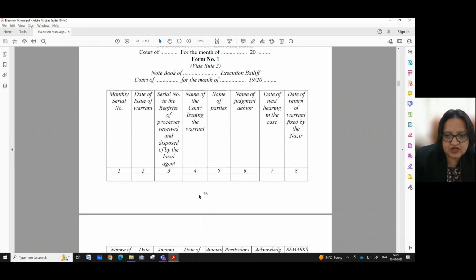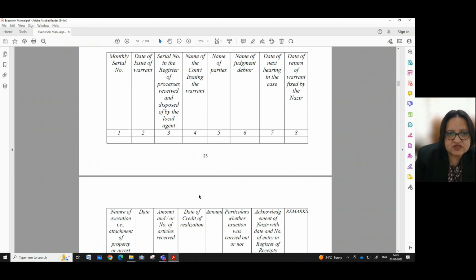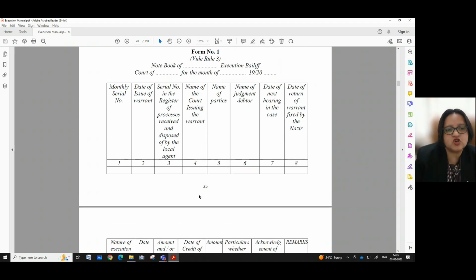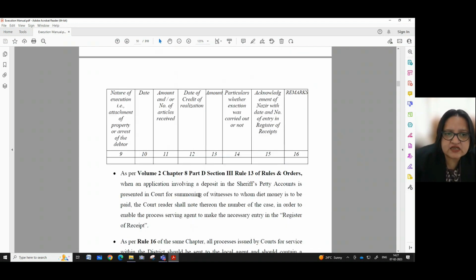So now if we see the notebook carefully, it has got 16 columns. Let's see what all those columns are. First column is monthly serial number. Second column is date of issue of warrant. Third column is serial number in the register of process received and disposed of by the local agent. Column number 4 is name of the court issuing the warrant. Column number 5 is name of parties. Column number 6 is name of judgment debtor. Column number 7 is date of next hearing in the case. Column number 8 is date of return of warrant fixed by the Nazir.